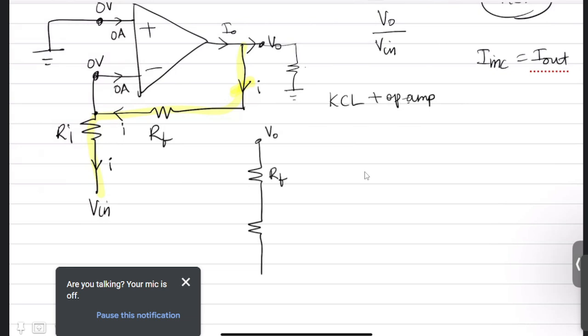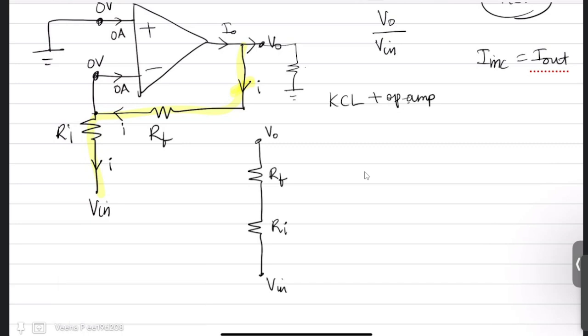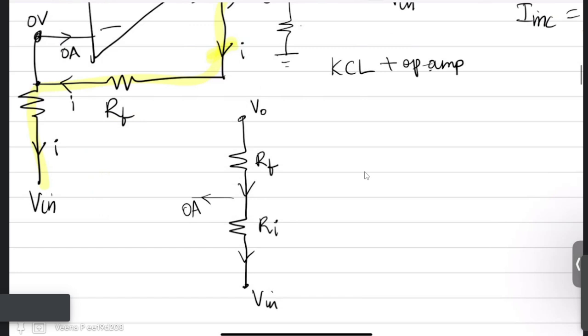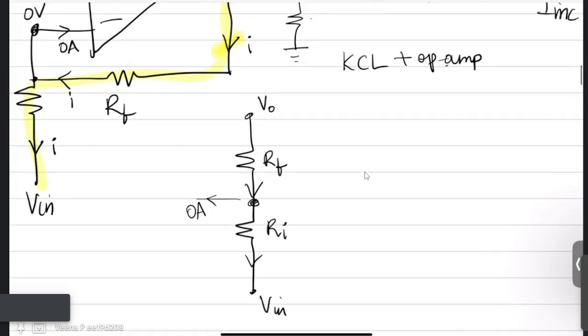This is RF, this is RI, and this is V in. Now the same current is flowing. Here you have an op-amp, but it doesn't matter because it is 0 ampere. Now this potential is 0 volts, so you can apply Kirchhoff's current law at this 0 potential point.